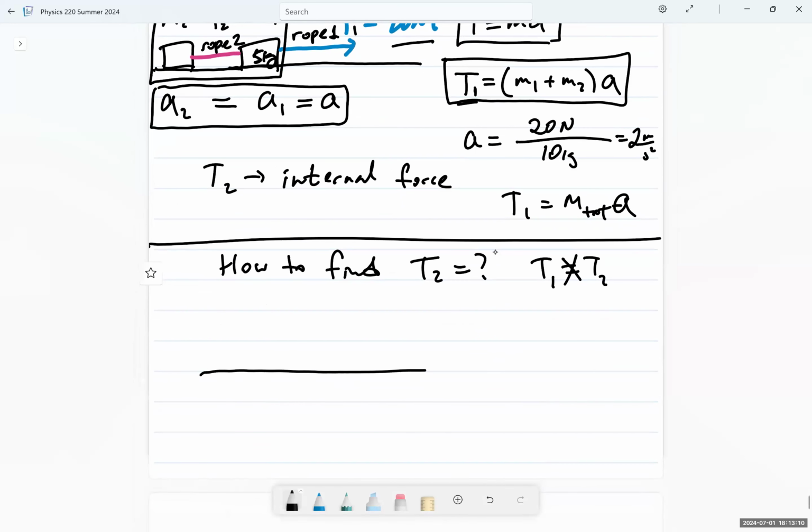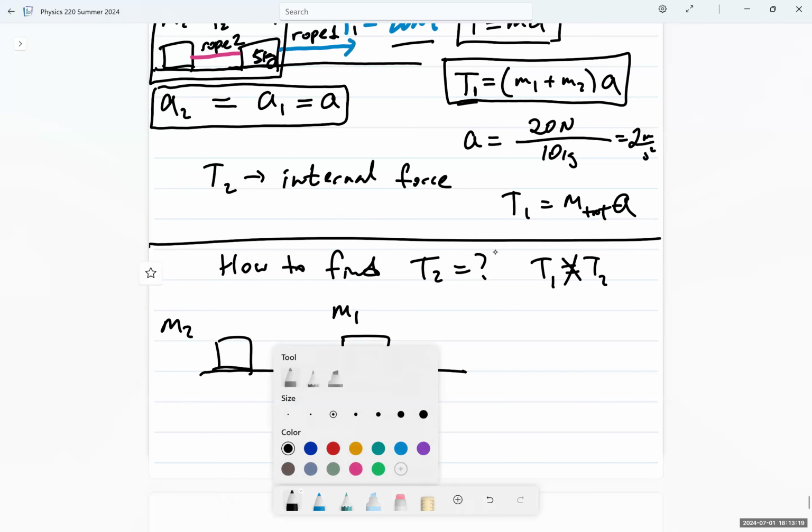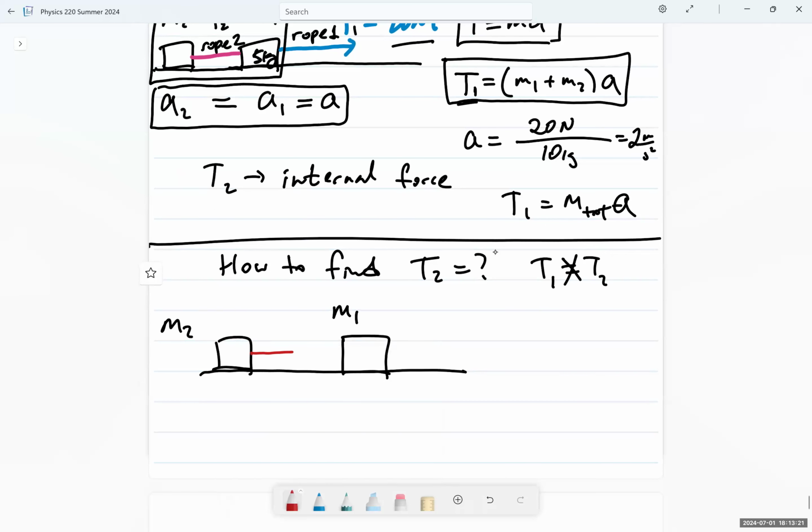So at this point, the way we would find information about tension 2 is to look at the system. This is object 2. This is object 1. And this is the rope connecting those two. And then this is the second rope connected to M1. So here we have tension 1, and then here we have tension 2. And let's say there's no friction.